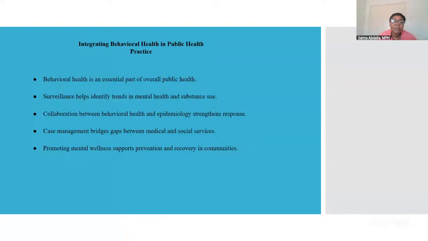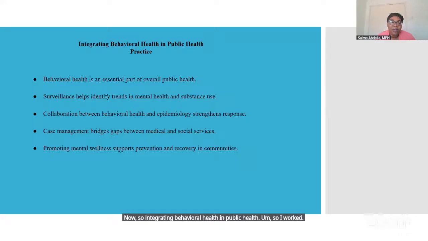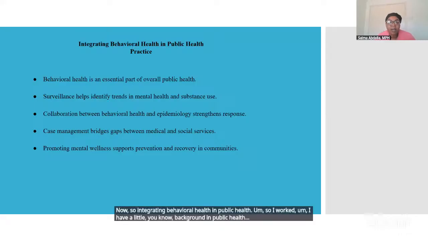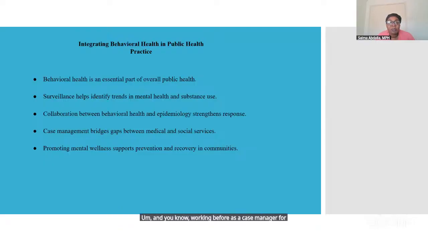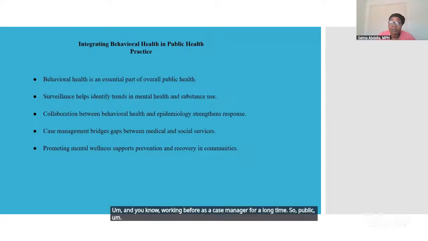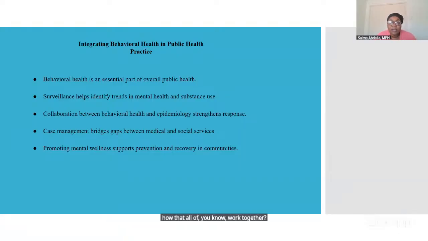Now, integrating behavioral health in public health. I have a little background in public health and mental health, working currently as a case manager, and before as a case manager for a long time. Behavioral health and public health really tie together, and it's important to look at how they all work together. Behavioral health is deeply connected to our physical health and public health outcomes.